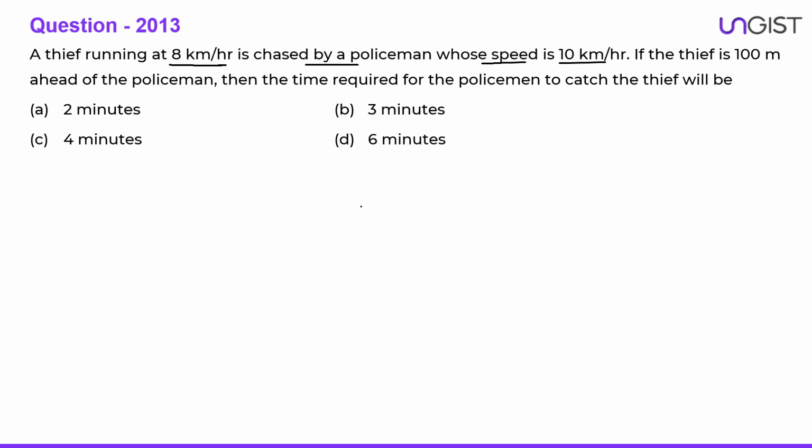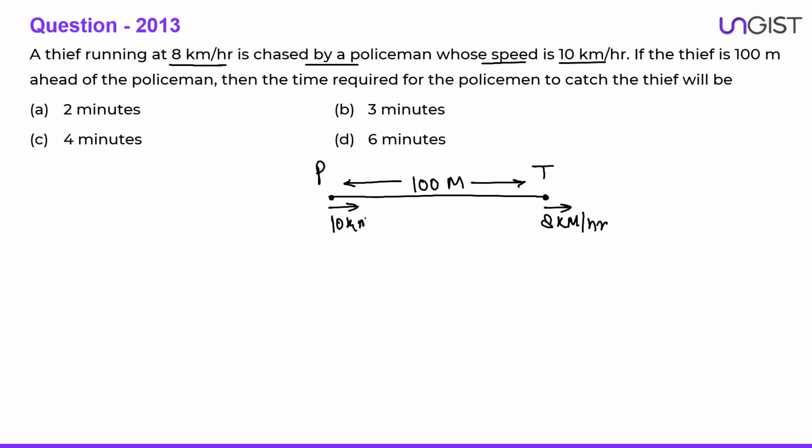Okay. See everyone, the situation is what? The thief is somewhere here and the policeman is somewhere here, right? The initial distance between the thief and the policeman is given as 100 meters. As soon as the thief saw the policeman, he started running with the speed of 8 kilometers per hour, right? And obviously the policeman started the chase at the rate of 10 kilometers per hour, right? Now the question is saying, the time required for the policeman to catch the thief. The question is asking in what time the thief will be caught, right?